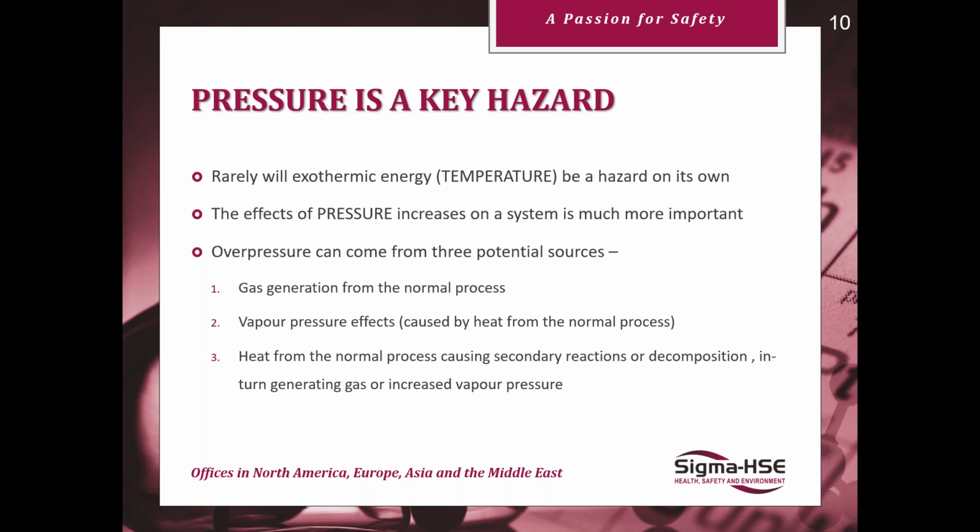Overpressure can come from three potential sources in a chemical reaction. Number one, gas generation from the normal process. So you're expecting that you add A and B together, you get your product and some gas, or gas could be your product. Number two, vapor pressure effects caused by heat from the normal process. And number three, heat from the normal process, which can cause secondary reactions, decomposition, or thermal runaway, which in turn generates its own gas or increased vapor pressure.